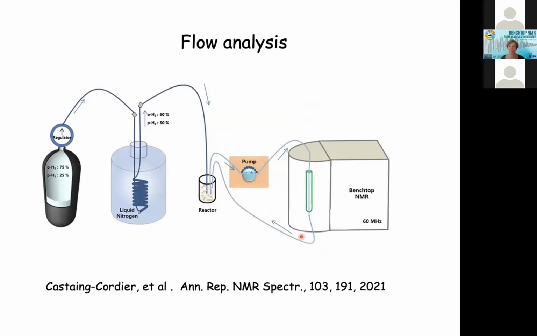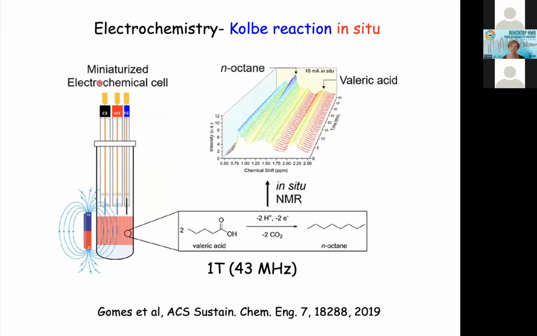Just one example, it's very easy to monitor a chemical reaction, because this is a very small magnet or instrument. It can even be in a hood. You can do the reaction here and pump the reaction media to the NMR coil. But we can also do, for example, an electrochemical reaction in situ. The Kolbe reaction is one example. Normally we remove a CO2 molecule from two organic acids.